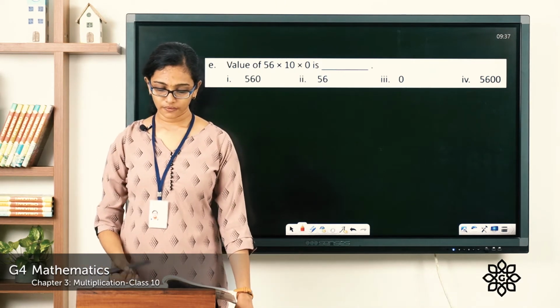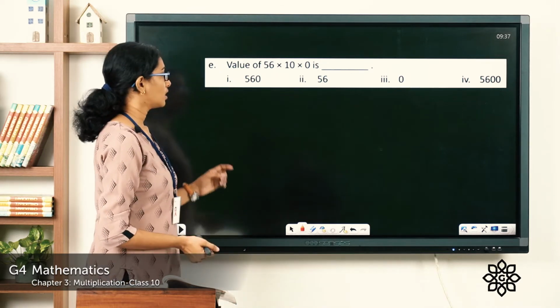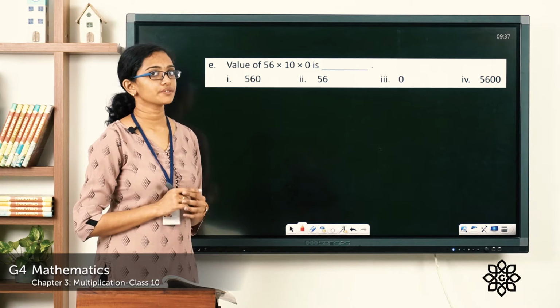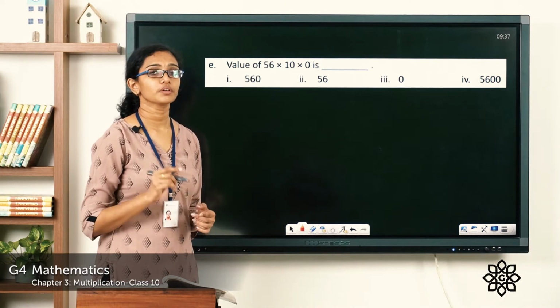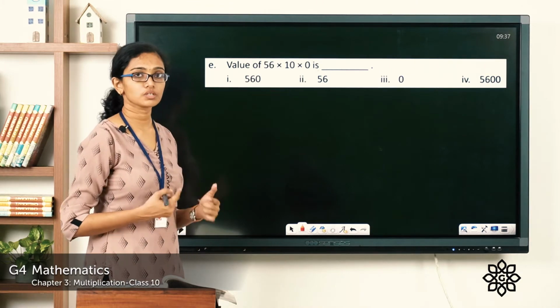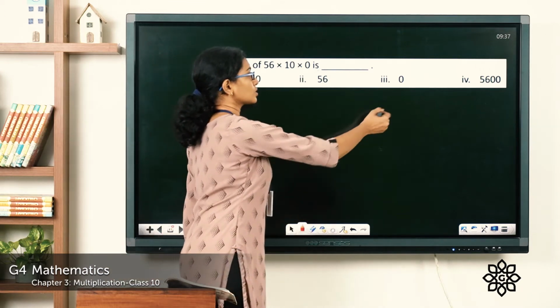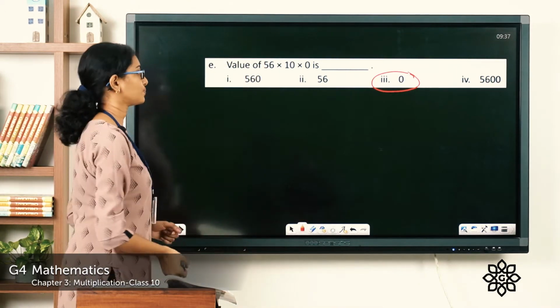Value of 56 into 10 into 0 is. We know from the property of 0 of multiplication, any number multiplied by 0 gives you what? 0 itself, right? So 56 into 10 into 0, what is the product? It would be equal to 0. So the correct choice here is choice 3, 0.